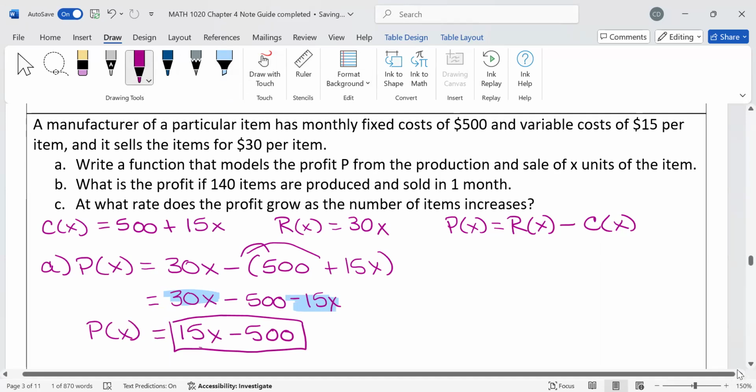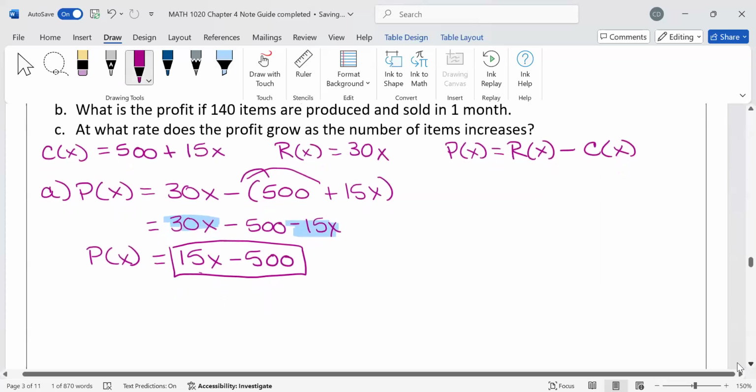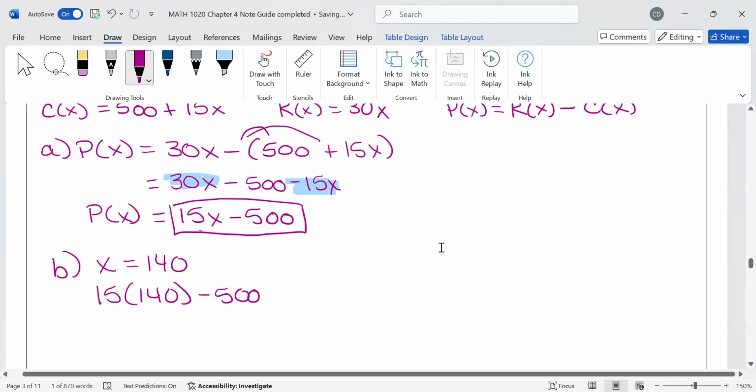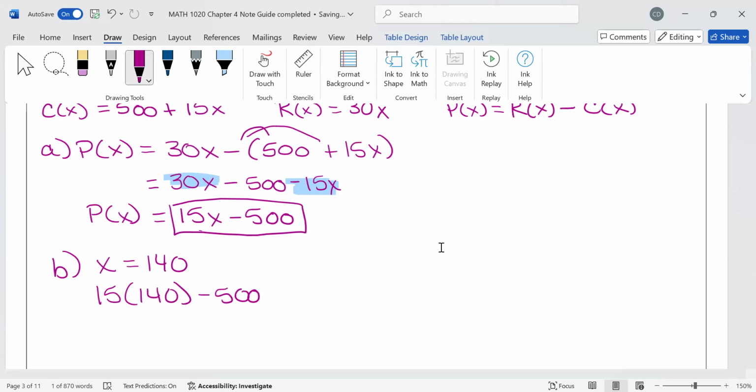Part B says what is the profit if 140 items are sold and produced in 1 month? So that means X is equal to 140. We need to plug that in. And you can put that in your calculator exactly like that with the parentheses and everything. And we get 1,600 is our profit.